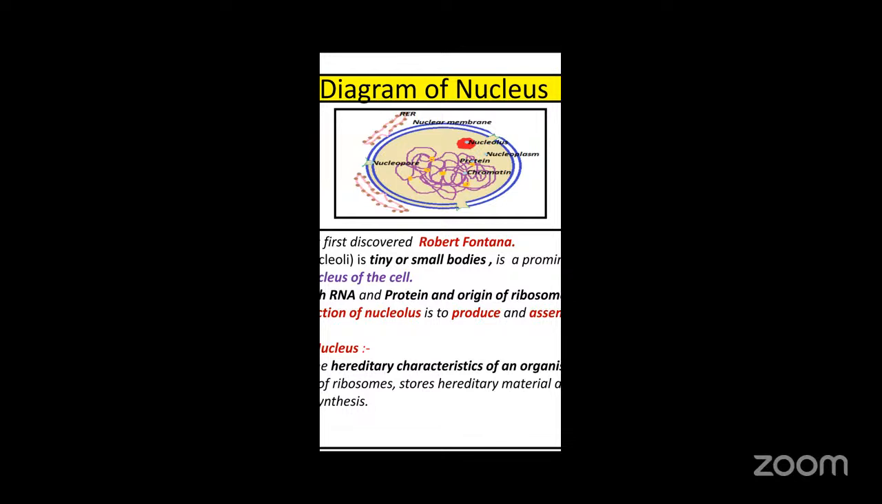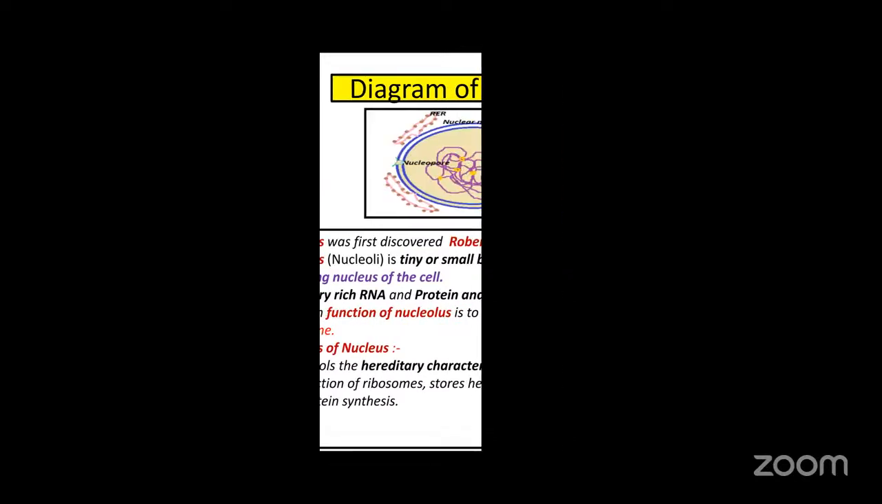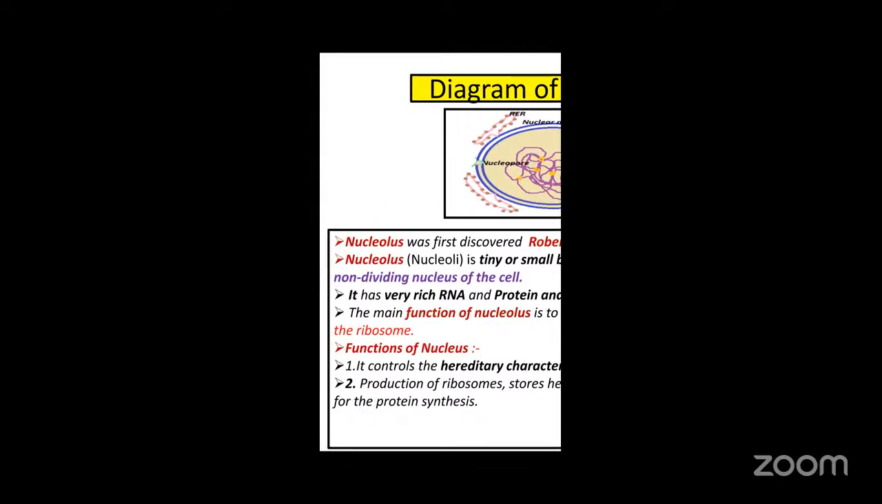The nucleolus was first discovered by Robert Fontana. This nucleolus is a very tiny body, a prominent structure present within the non-dividing nucleus of the cell. It is very rich in RNA and protein, and the origin of ribosomes is also present there.